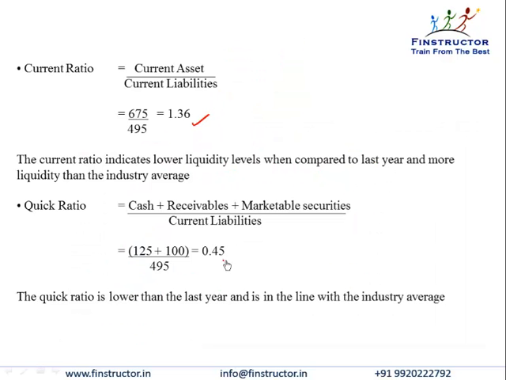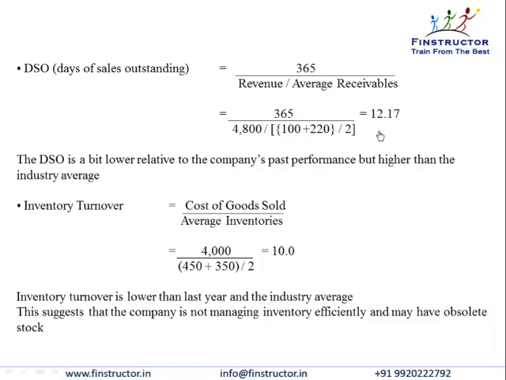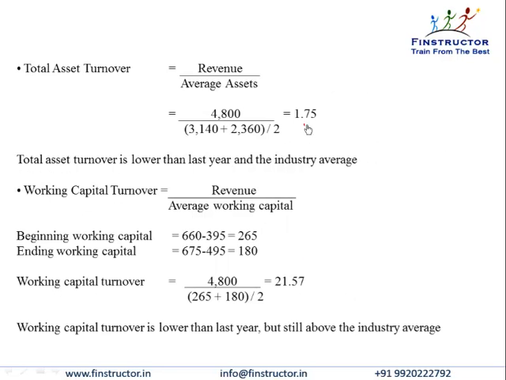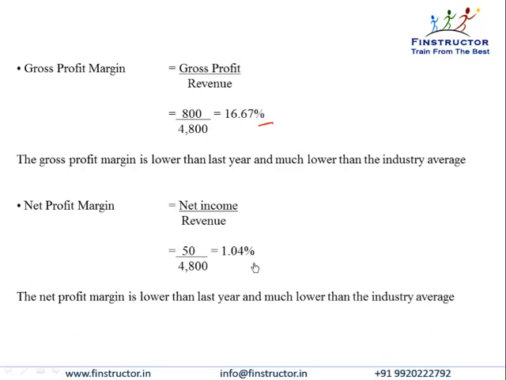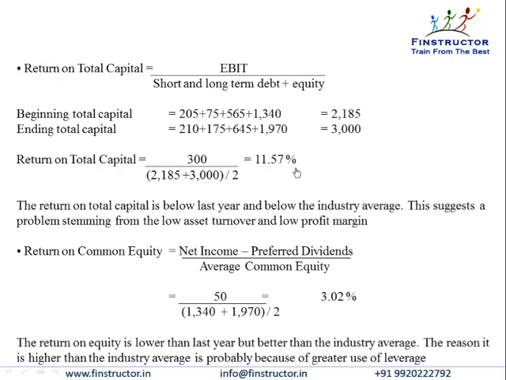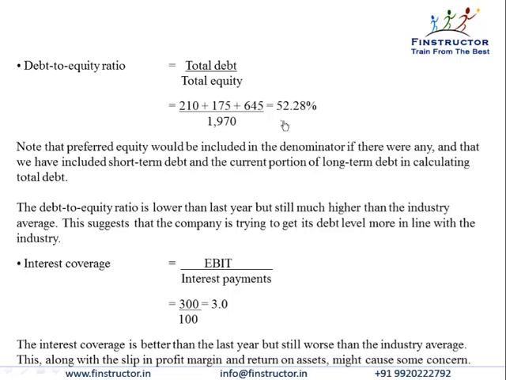Current ratio, quick ratio, days of sales outstanding, inventory turnover, total asset turnover, working capital turnover, gross profit margin, net profit margin, return on total capital as we calculated, the return on common equity, debt to equity ratio. Again, it's a pure ratio, so just use the end of period values. No need to take an average. And the interest coverage, that is EBIT upon the interest payments.